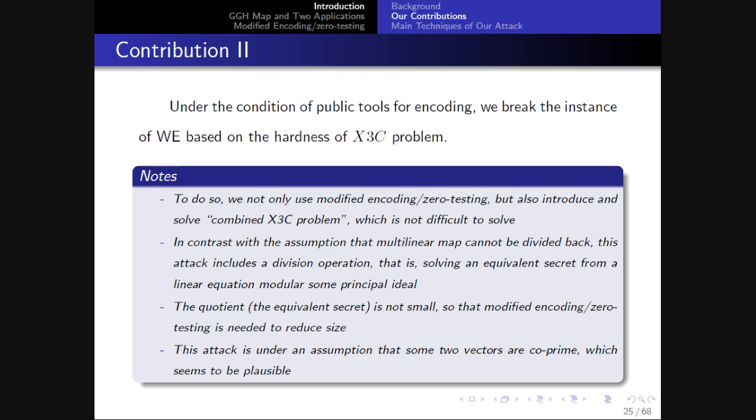In contrast with the assumption that multilinear map cannot be divided back, this attack includes a division operation. That is, solving an equivalent secret from a linear equation, modular some principal ideal. The quotient, the equivalent secret, is not small, so that modified encoding zero testing is needed to reduce size. This attack is under an assumption that two vectors are coprime, which seems to be plausible.